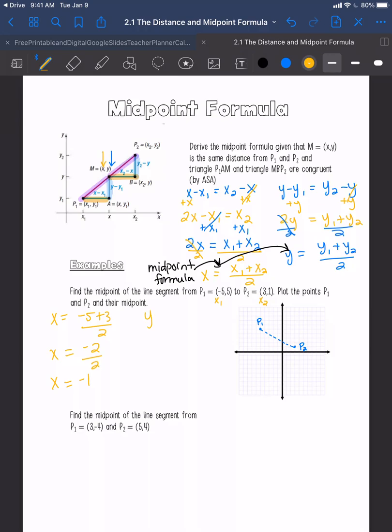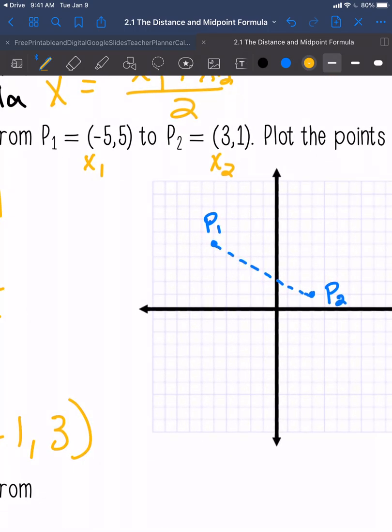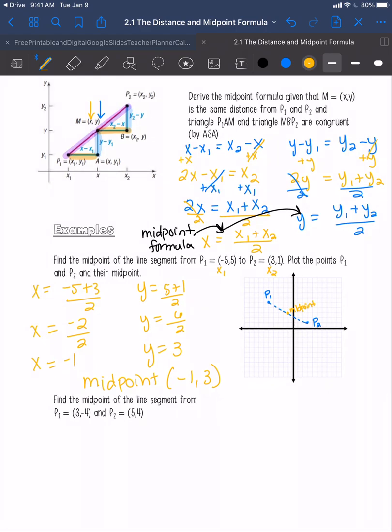And then I'm going to average the y's. So 5 plus 1 divided by 2 equals 6 divided by 2. So the y-coordinate is 3. So our midpoint is the ordered pair negative 1, 3. And if we graph that, it makes sense if I drew a straight line. All right.